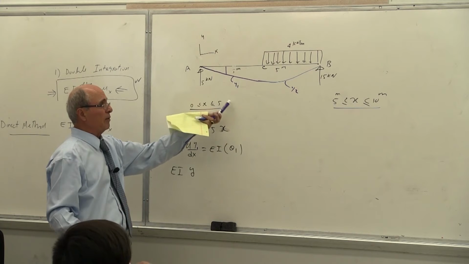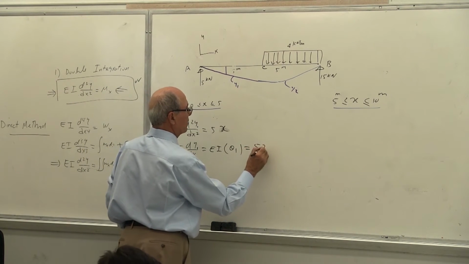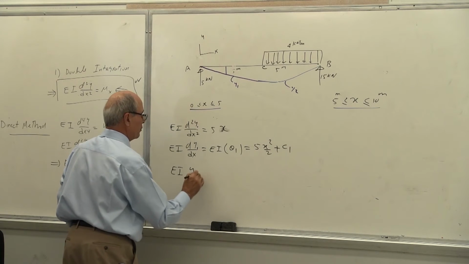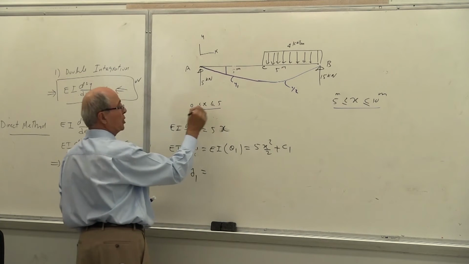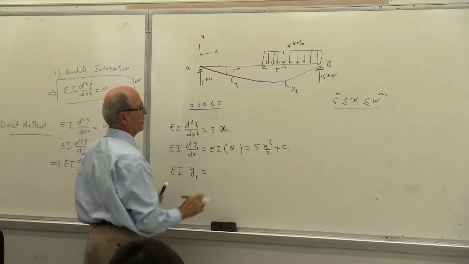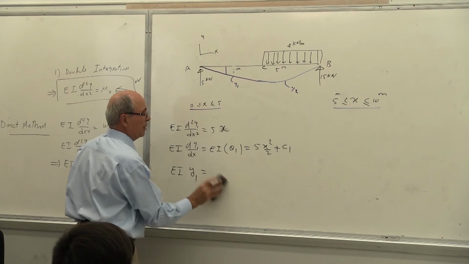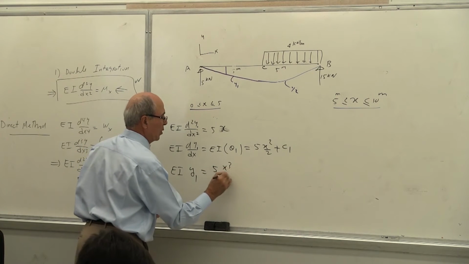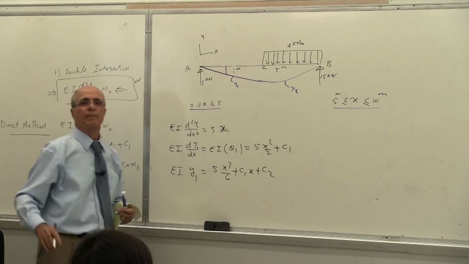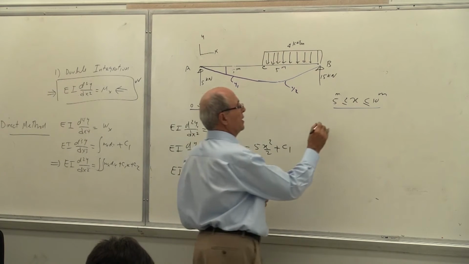We have a theta, we have a y. This is the equation of theta, equal to 5x squared over 2 plus c1. And EI y1, which is this curve, from 0 to 5, for everywhere. From here, this x applies from 0 to 5, not further. Then it becomes EI y1 equal to 5x cubed over 6 plus c1x plus c2. Correct? Now let's go here.